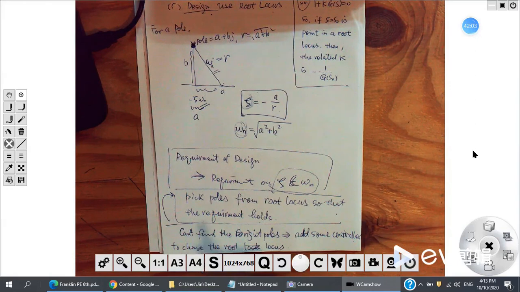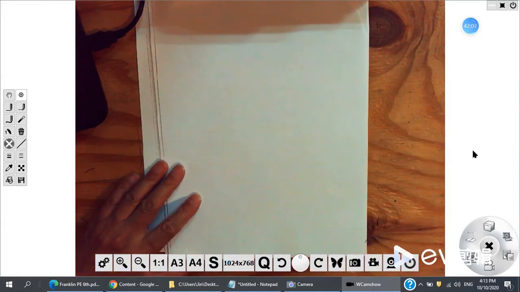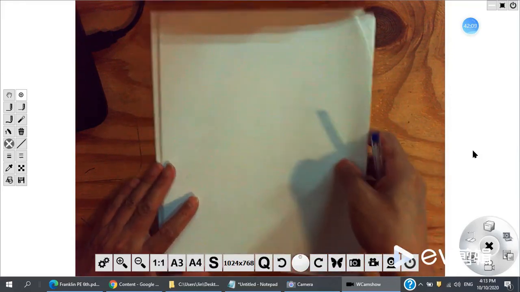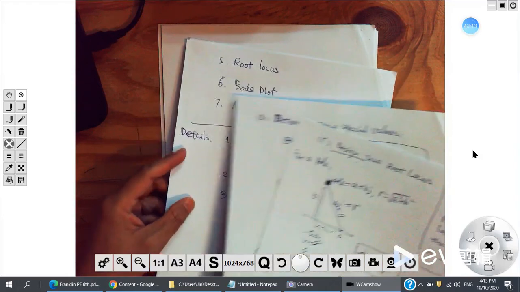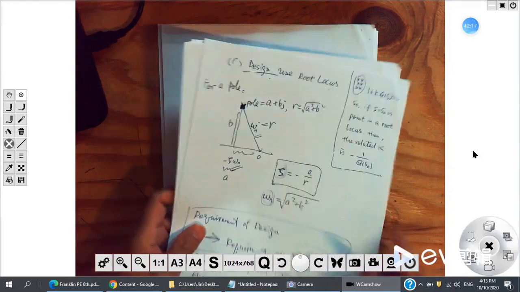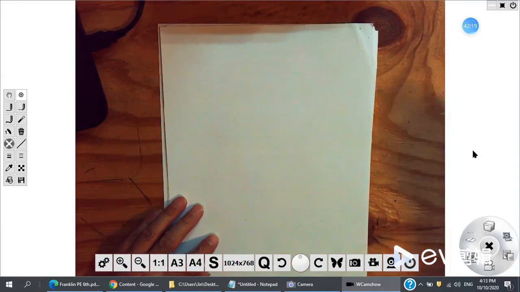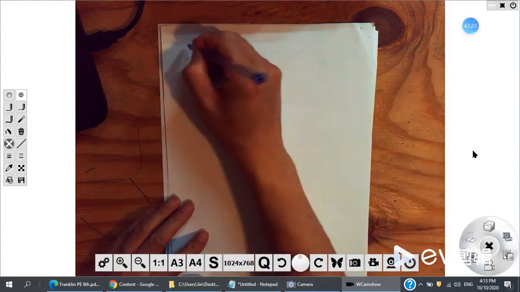All right. Okay, so this is the root locus. And then the root locus is which one? Number 5. Number 6 is the Bode plot, 7 is the Nyquist plot. 6 and 7. Yeah, 6 is the Bode plot.